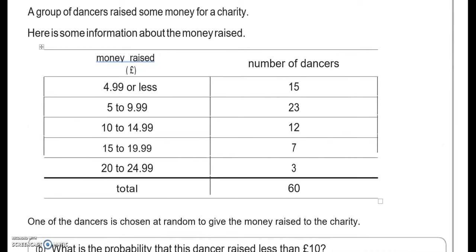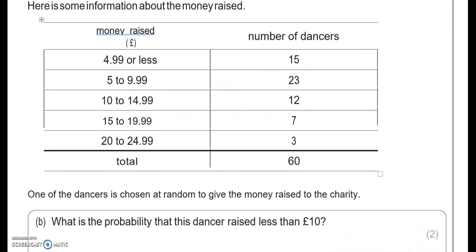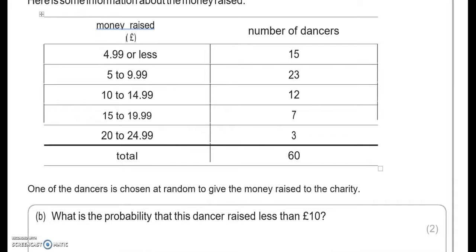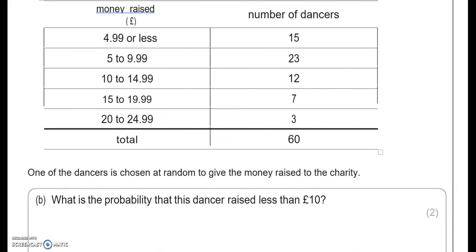A group of dancers raised some money for a charity. Here is some information about the money raised. One of the dancers is chosen at random to give the money raised to the charity. What's the probability that this dancer raised less than £10?